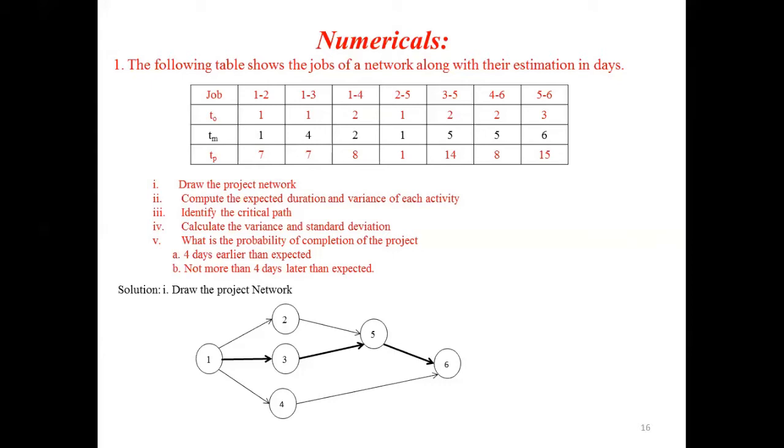Then you have to write the most likely time. For the 1 and 2 activity, they are given most likely time 1, and then you have to write it in a bracket, 1. For 1 and 3, the value is 4, and then you have to write 4. For 1 and 4, it is 2, you have to write 2. Similarly for other activities, for 2 and 5, it is 1. For 3 and 5, 5. For 4 and 6, 5, and 5 and 6 is 6.